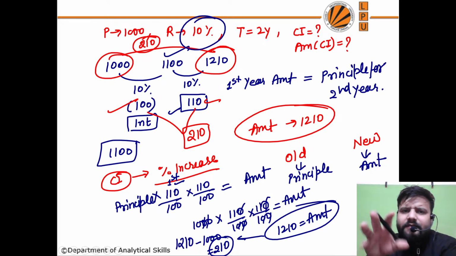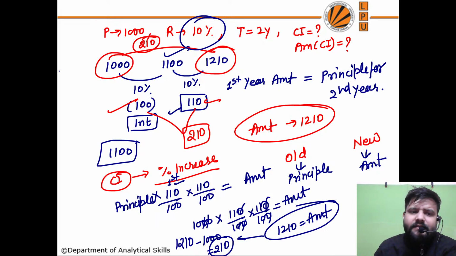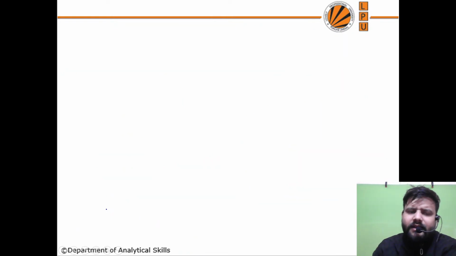See here, questions of simple interest are very simple. You can directly apply the formula sometimes and you can get the answer. But for compound interest, there are 2-3 methods. First is like this, second is like this, and the third one I am going to tell you using the successive percentage formula. Okay, let's do it with the successive percentage formula.